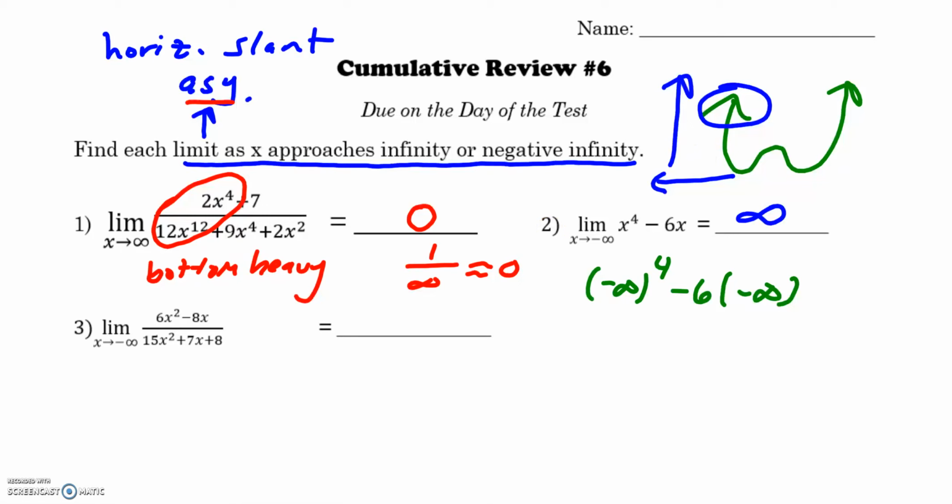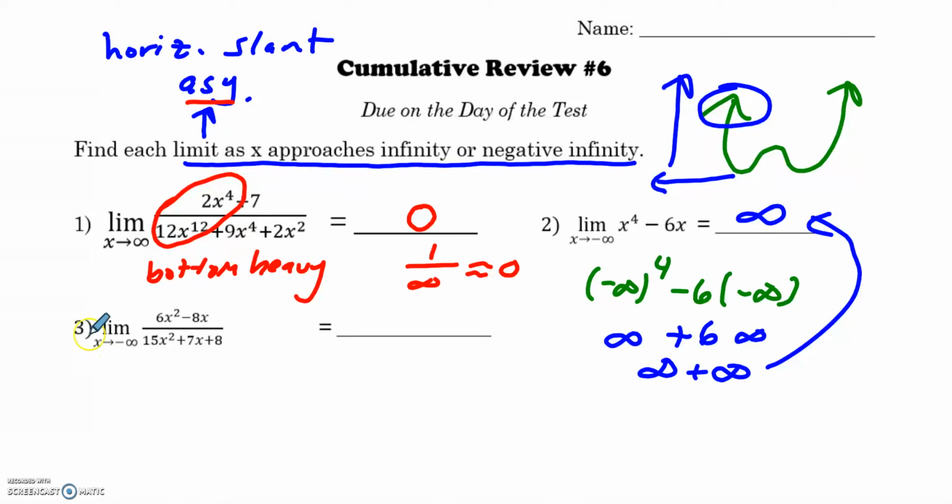But if I want to make sure from an algebraic perspective, negative infinity to the 4th, or any negative number to the 4th, is a positive number, and then negative times negative is plus 6 times infinity. So you're really doing infinity plus infinity, which would get me the same answer as if I looked at it from a graph.